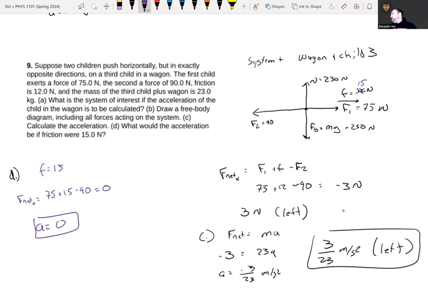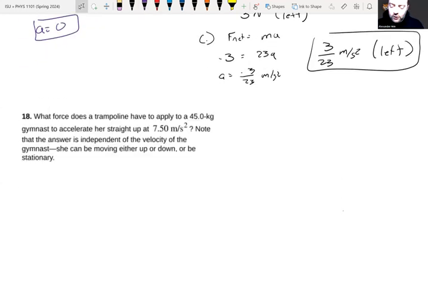Next one I wanted to do is the gymnast one. Okay, so this one, what force does a trampoline have to apply to accelerate a gymnast straight up at 7.5 meters per second squared? Basically what we have is mg, and that would be 45 times 10, which is 450 newtons. So there we go.